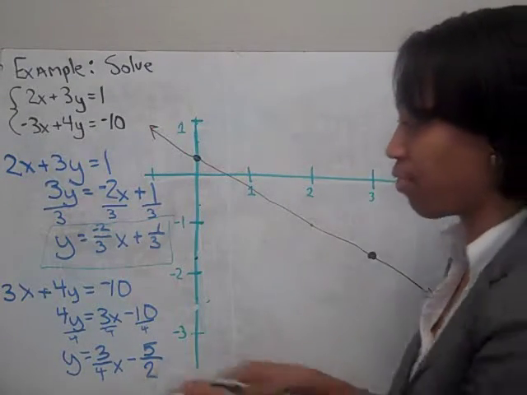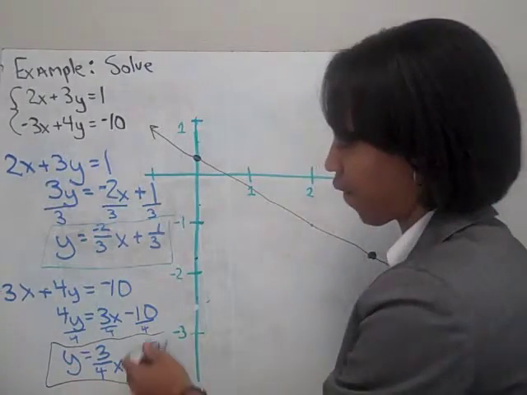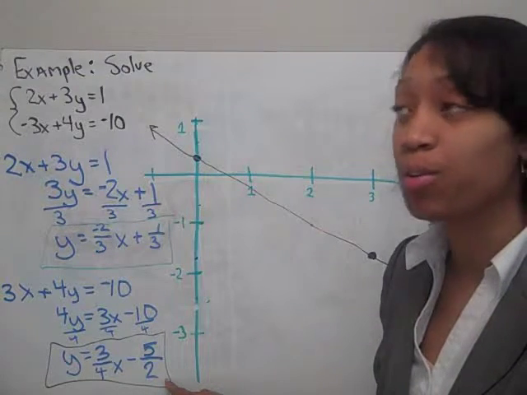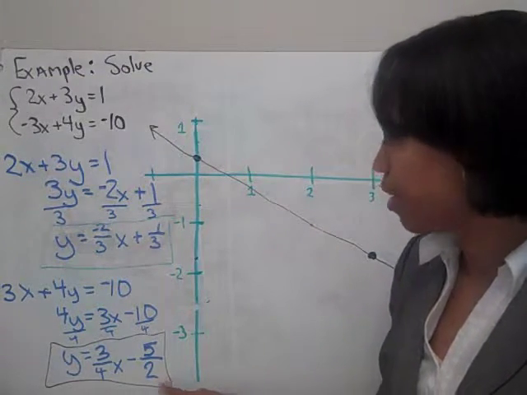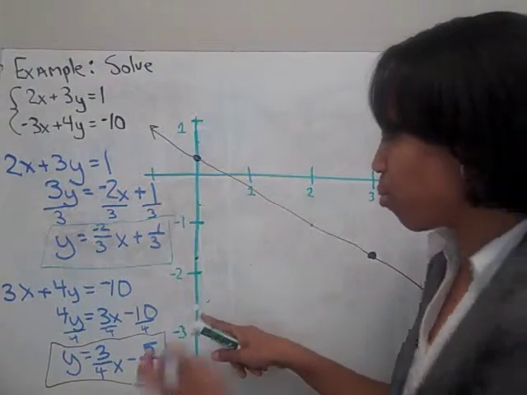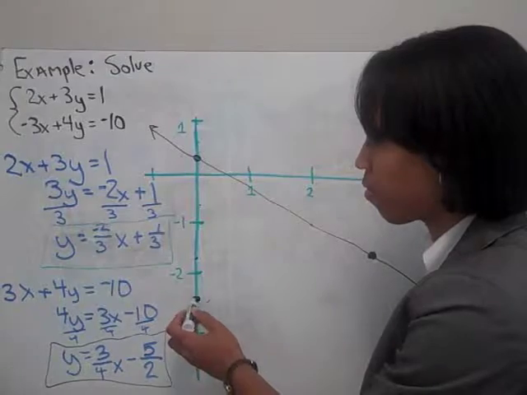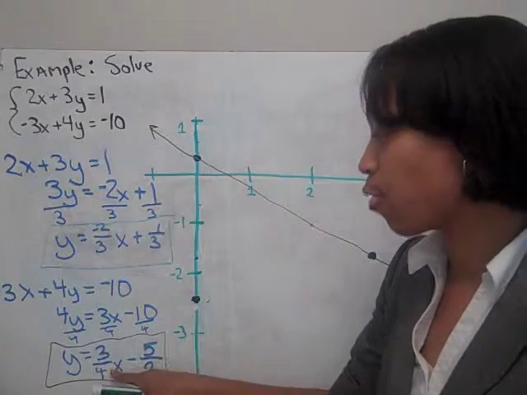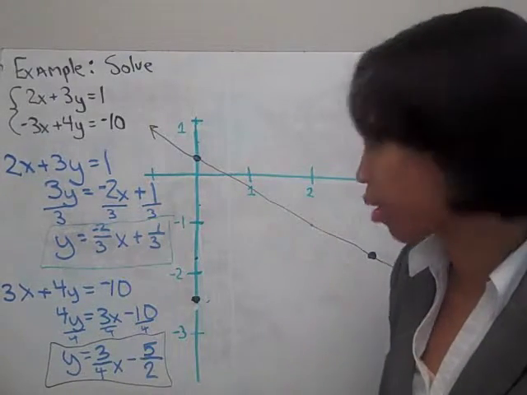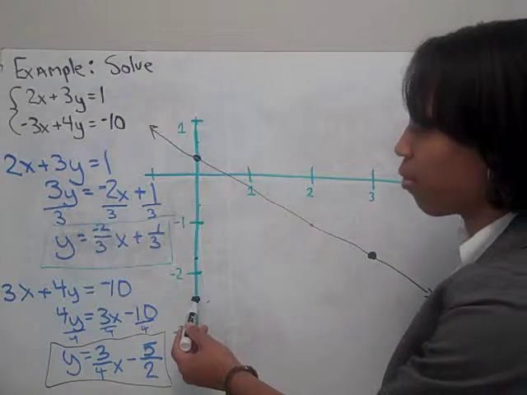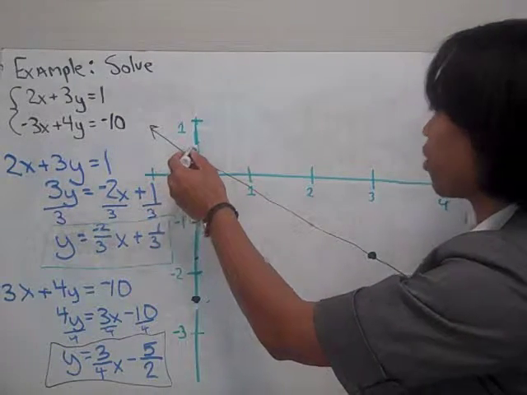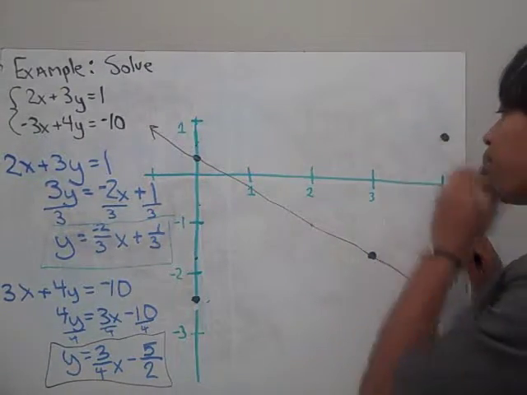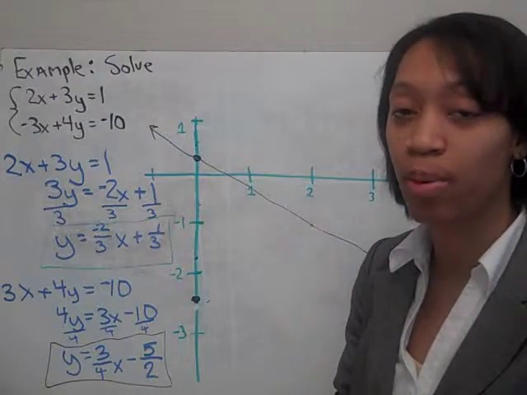Now let's come down and graph the second line. When I graph this one, it looks like my y-intercept is 5/2. 5/2 is 2.5, so -2.5. I need to come down 2.5. Looks like that's about here. Then my slope is 3/4. So I need to rise 3, run 4. From here we're going to go up 3, over 4. Looks like that's about right here. Then we connect those 2 points to get our second line.